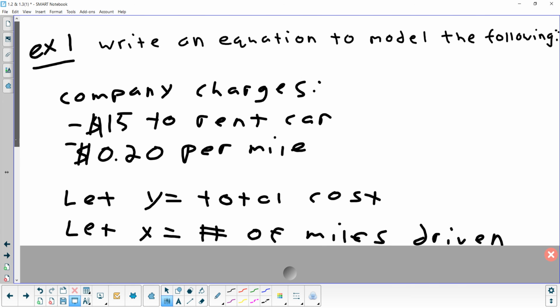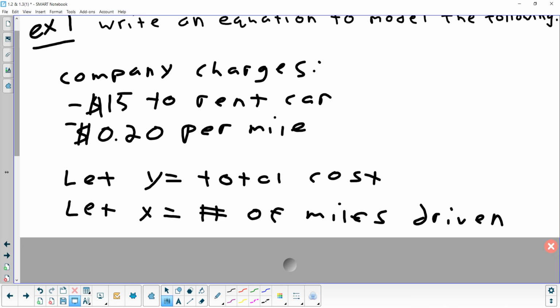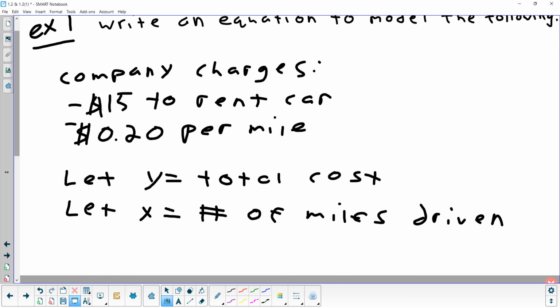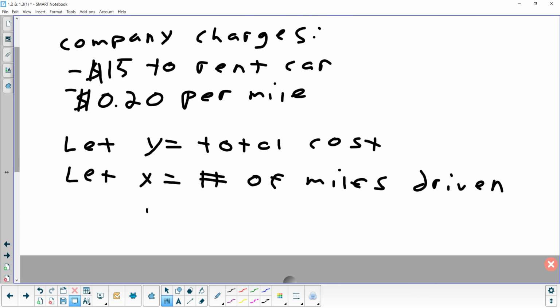So I want to write an equation using these two letters. If my equation is going to predict what the cost equals, how should I start my equation? What would be the first thing I write, Ashley? Y equals. Yeah, it would be y equals.